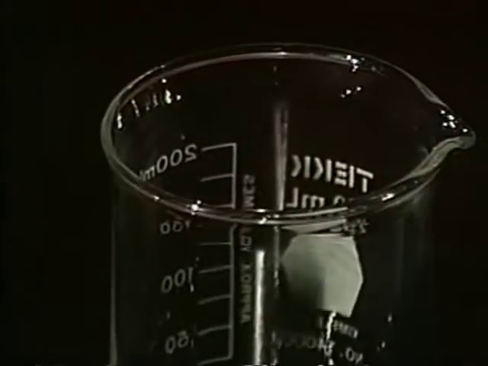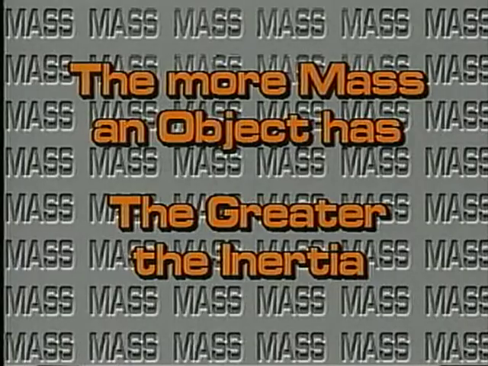Inertia is what we call it when the coin at rest resists a change in the motion and remains at rest. Try this with coins that have different mass. The more mass an object has, the greater the inertia.